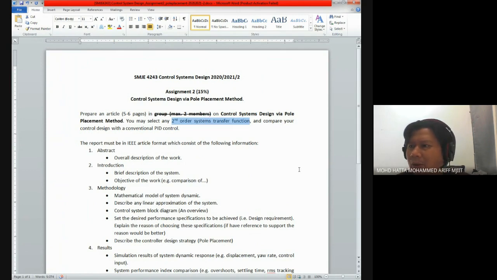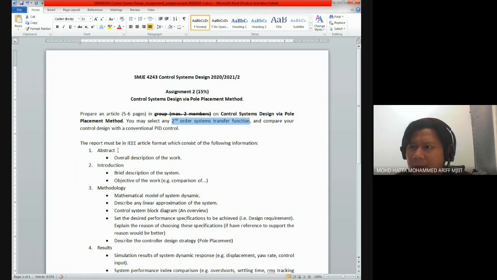And compare your control design with a conventional PID method, meaning that you have this system, and then you design a controller using pole placement and compare the performance with the PID control method. I think the easiest way is by using the block diagram available in MATLAB software. So you compare the output performance of both systems.